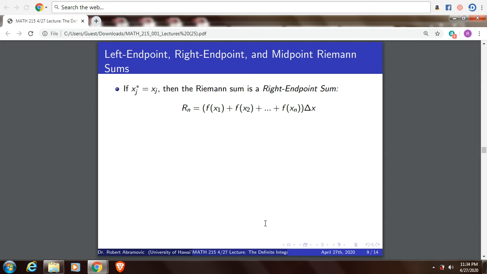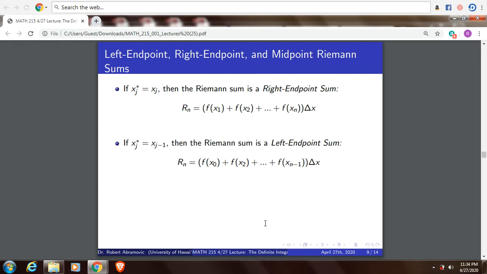Now, depending upon what we choose for xj*, if we choose it to just be xj, we get the right endpoint sum. If we choose it to be xj minus 1, we get the left endpoint sum. And these are important approximations. So you might have some homework problems or web assigned that's based off of this.